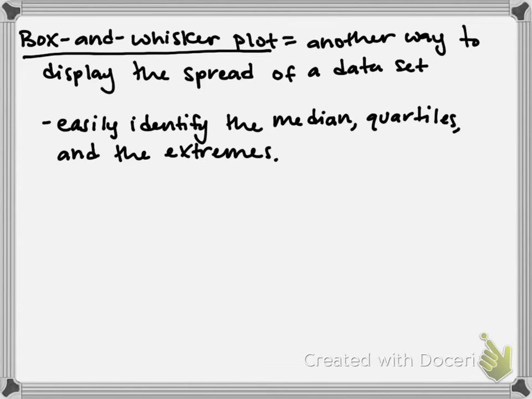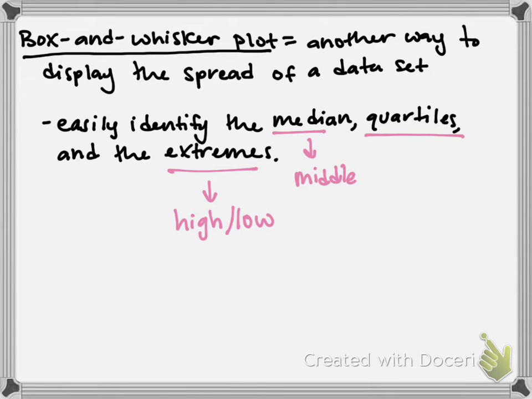All right, the other type of plot we're going to talk about today are box and whisker plots. This is another way to display the spread of a data set. Here we can easily identify the median, the quartiles, and the extremes. So extremes are the high and the low. You know that median is the middle. And then if we think about quartiles, we have the word quart here, or you should think about quarters, right? And so this breaks up the data set into 4 sections, which I will show you in just a moment.